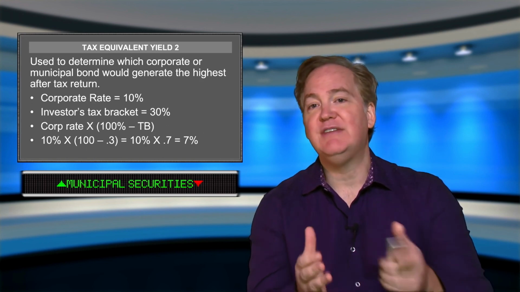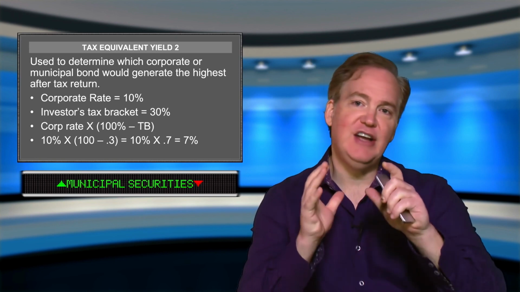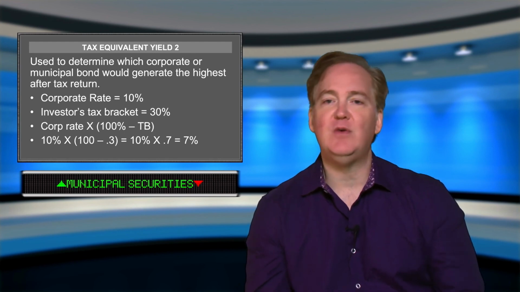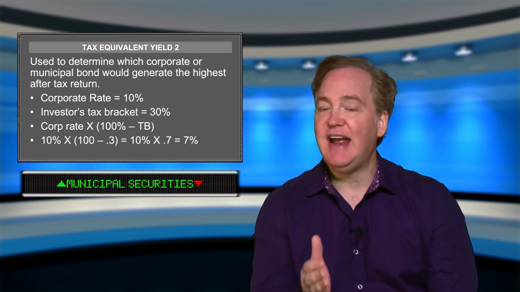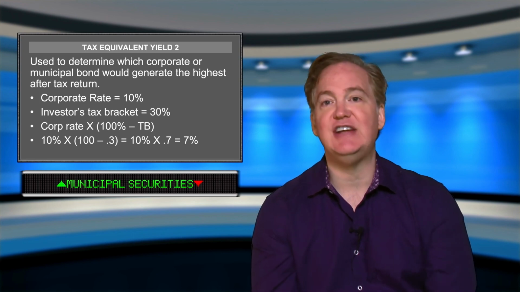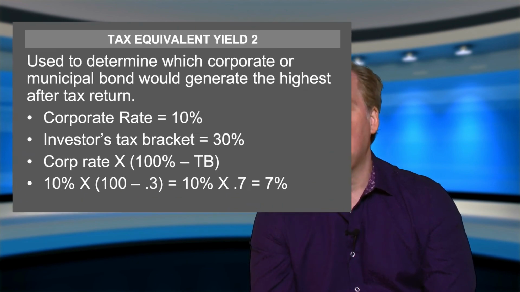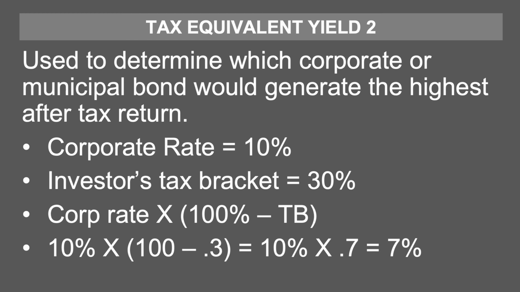Now, they could also give it to you another way. They could show you a corporate bond rate and say, where would you have to be in a muni of equal quality? Well, in this case, we take the corporate rate, which is subject to taxation, and we multiply it by 100% minus the investor's tax bracket. So here we have a corporate rate of 10%, and we multiply it by 100% minus that person's 30% tax bracket, and we end up with 10% times 0.7. We would have to receive at least 7% on an equal quality municipal security to be at the same place.